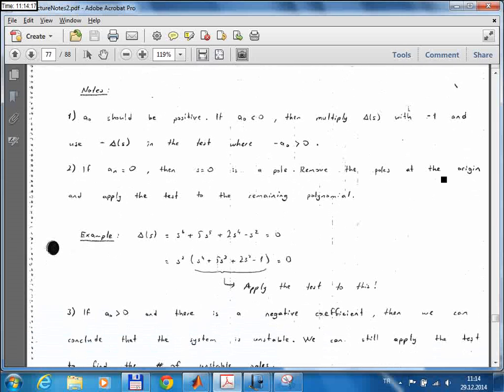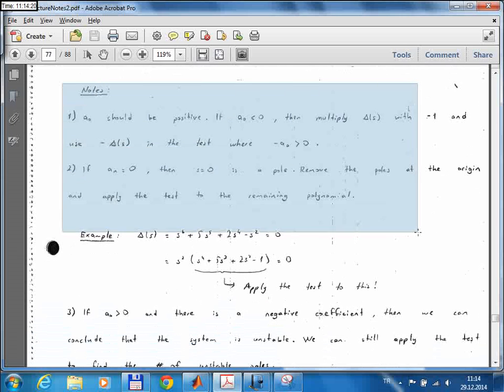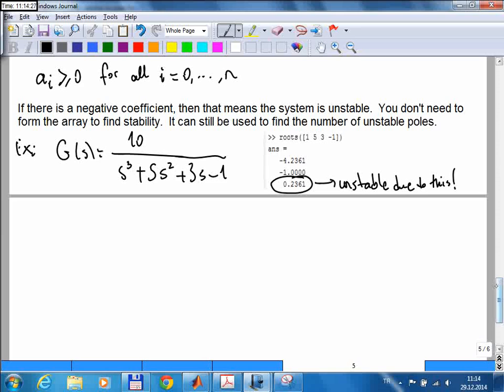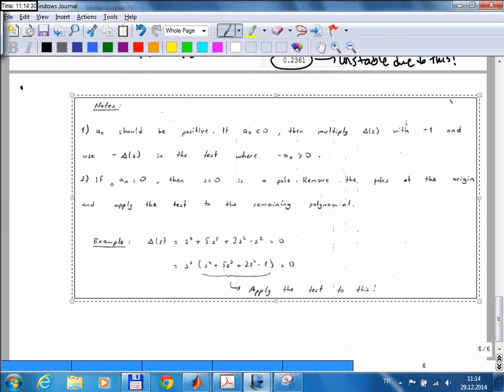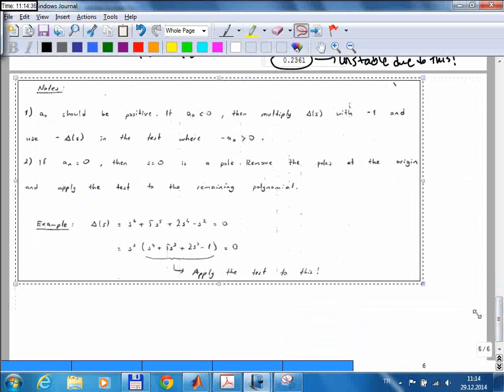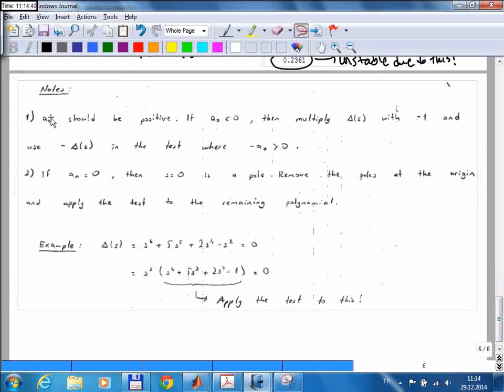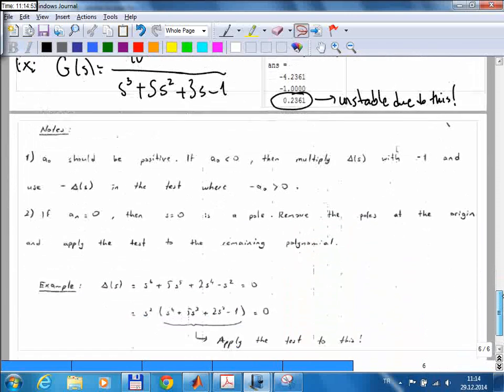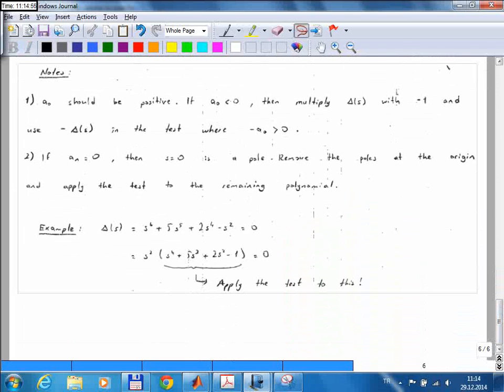Okay, so there are these notes. Let me just copy them over to the other file. The first note says that if the first coefficient is negative, then you multiply the entire polynomial with minus 1 and continue to apply the test to that. Since we are interested in the roots of the polynomial, multiplying the polynomial with minus 1 doesn't change the root locations, right?